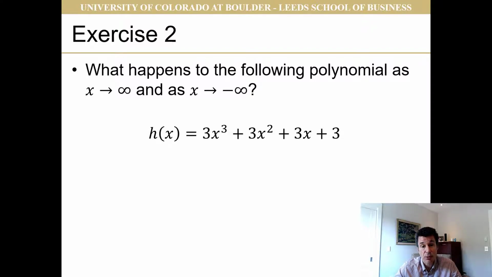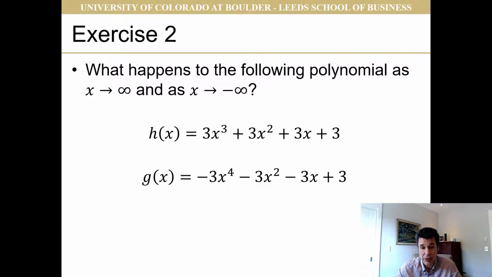As x gets really big and negative, though, again, that first term, the leading term dominates, but now we've got an odd degree. So negative, let's choose a number, -1,000,000. -1,000,000 to the power 3 is a really big negative number, so h of x is going to get really big but negative.